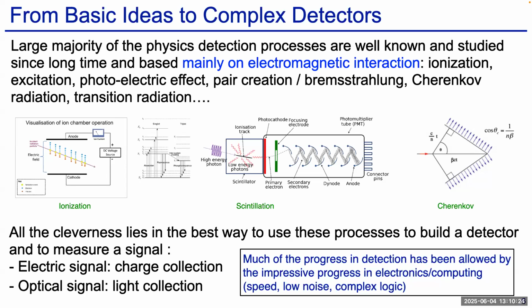Ionization. Scintillation. Scintillators, you all have seen these plates, this transparent plates. These are scintillating materials. A particle goes through, a photon goes through, they excite the material inside, and the material then usually transmits a lot of light in terms of low energy photons.